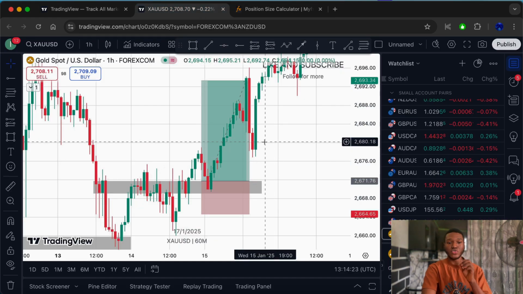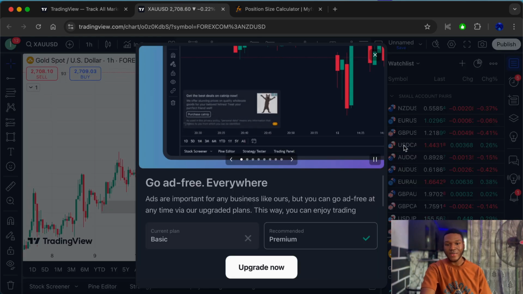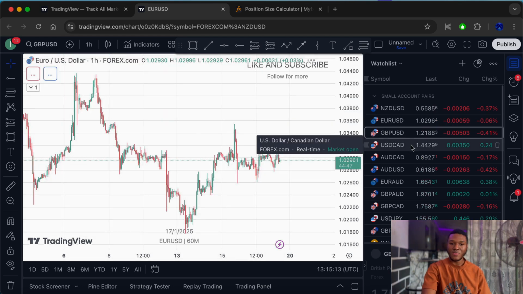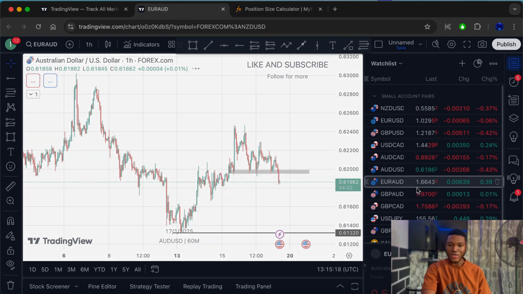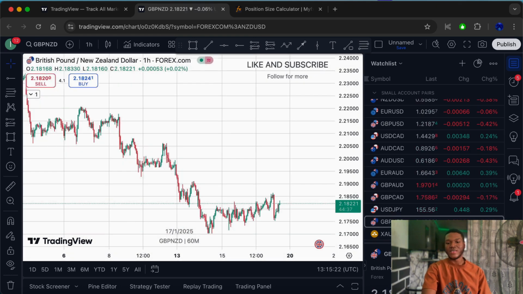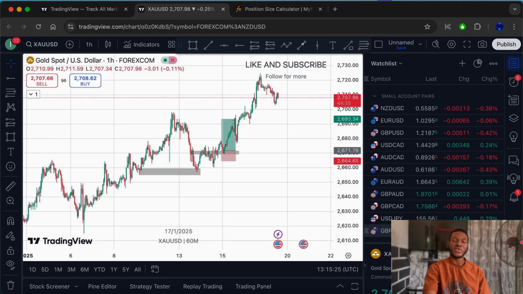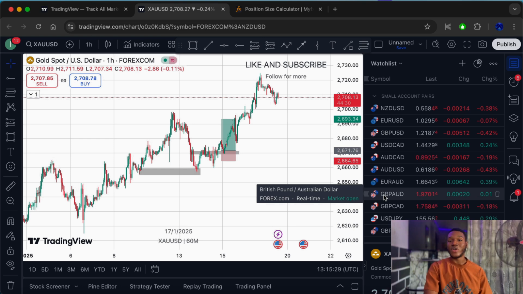So guys, remember, if you want to trade pairs on a small account, the pairs I would advise you to trade are the pairs I've listed out here again: NZD USD, Euro USD, GBP USD, USD CAD, AUD USD, Euro AUD, GBP AUD, GBP CAD, USD JPY, GBP NZD. Those are the pairs. Gold is not one of those pairs, so ensure you are not trading gold on a small account, because you risk blowing the account eventually. Even if you are lucky on the first trade, how many times will you be lucky before you eventually blow the account? So guys, that will be all for the pairs I will advise you to trade on a small account.